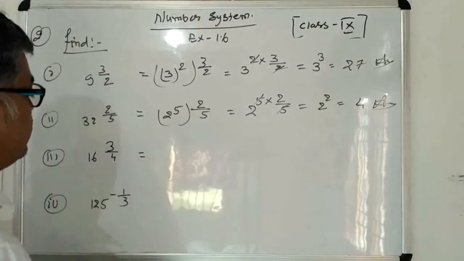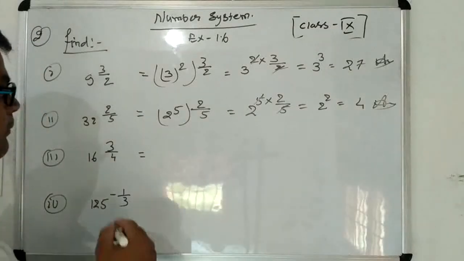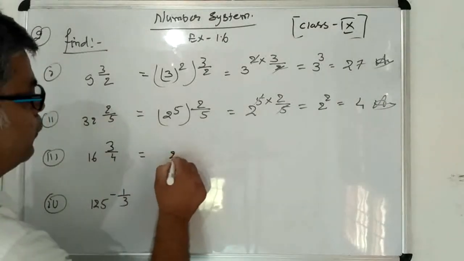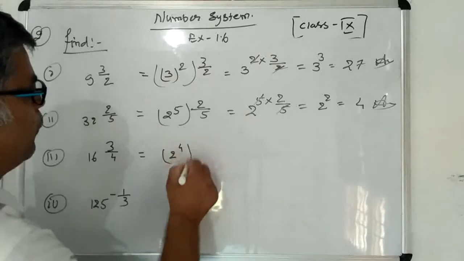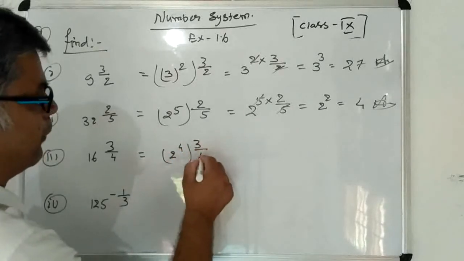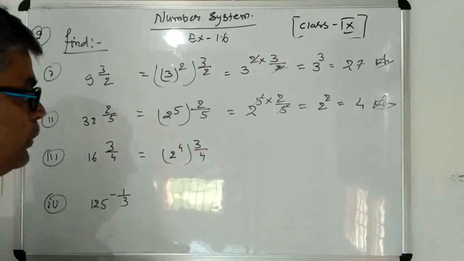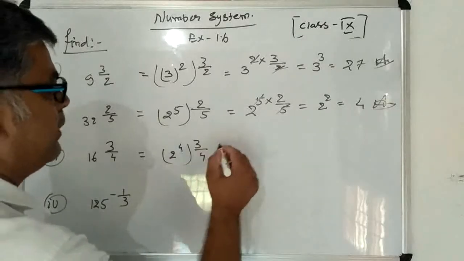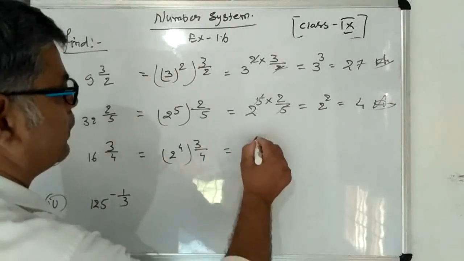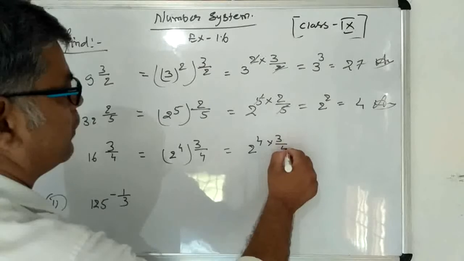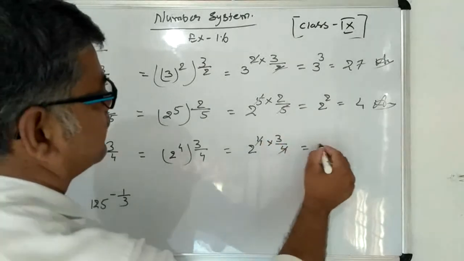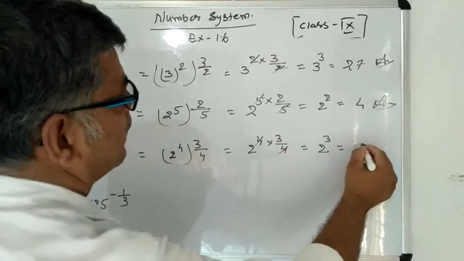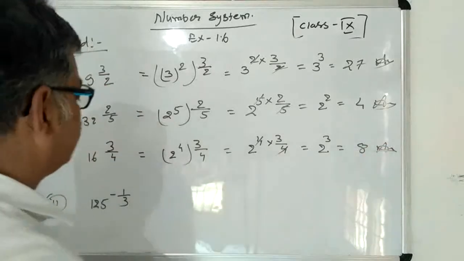And now in this question, 16 to the power 3 by 4, you can write 2 to the power 4 whole 3 by 4. 2 into 2 into 2 into 2 will be 16. That is equal to 2 to the power 4 into 3 by 4. 4 will get cancelled. So it is 2 power 3. That is 8. So this is your answer.